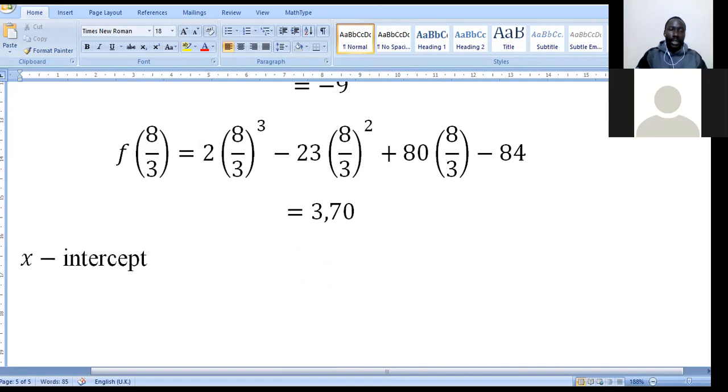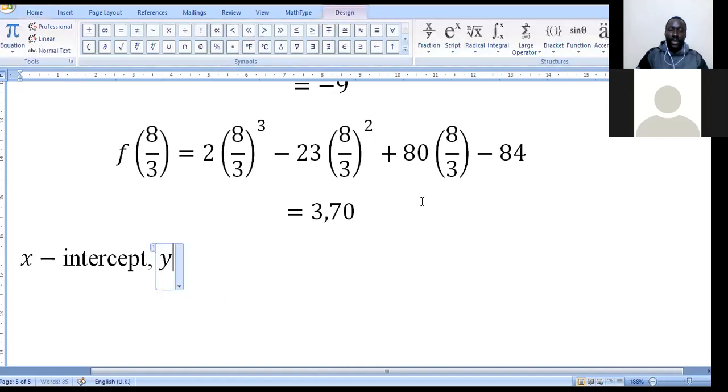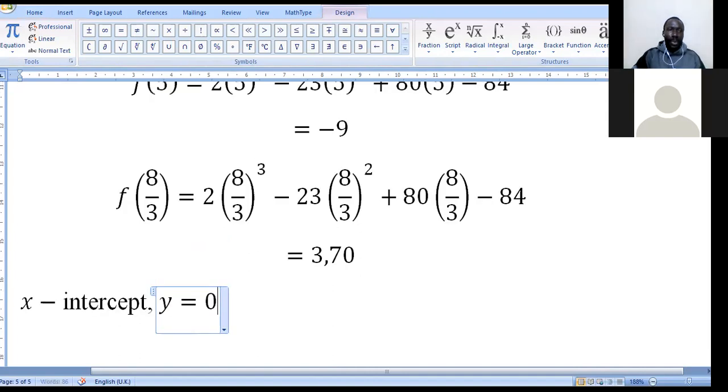What do we know about the x-intercept? The x-intercept occurs when what? When y equals 0. The x-intercept occurs when y equals 0. And what is that supposed to mean?